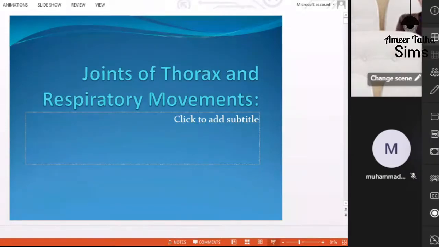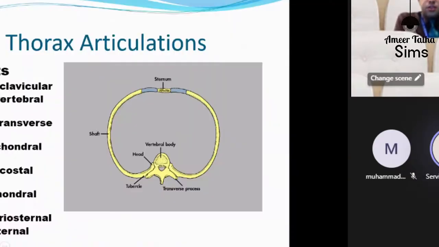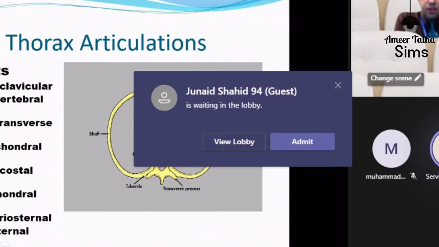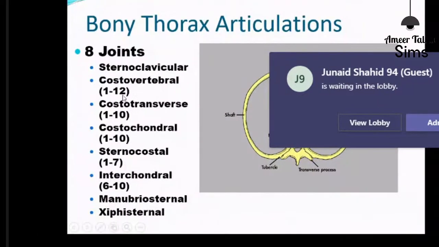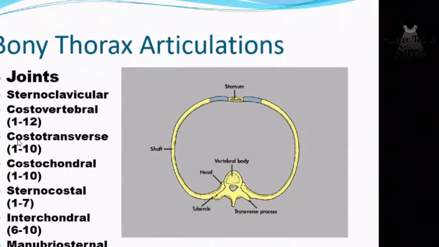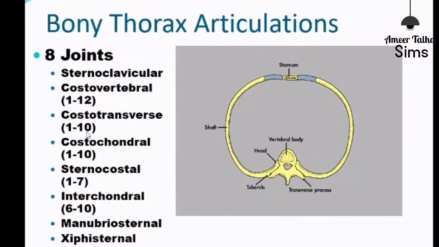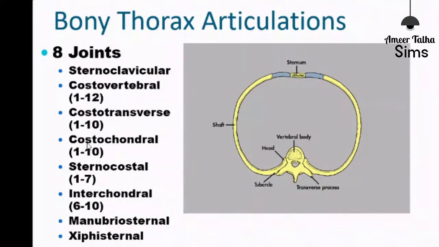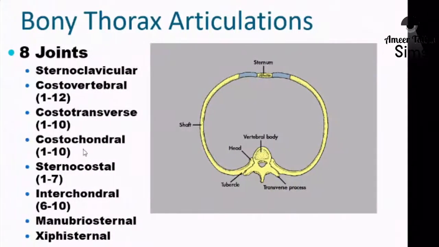तो ये 8 तरह की जॉइंट होंगी in the thoracic region. Sternoclavicular, you have studied in the upper limb. This is the costovertebral, between the head of the rib and the vertebra. Costotransverse, between the rib and the transverse process of the vertebra. Costochondral, between the anterior ends of the rib and the sternum with the costal cartilage.